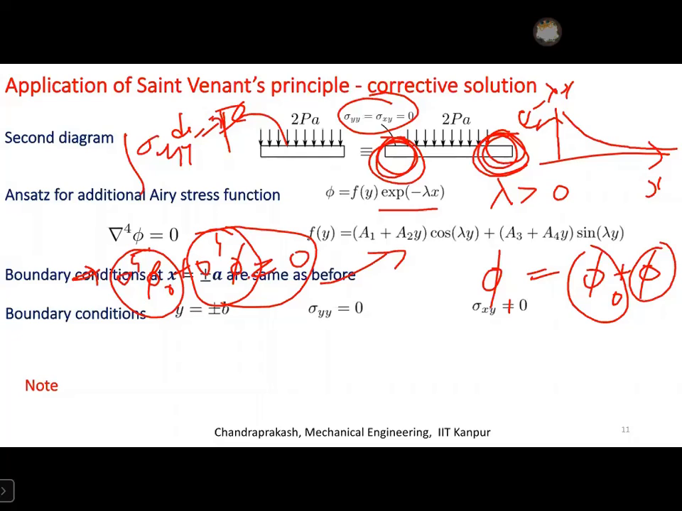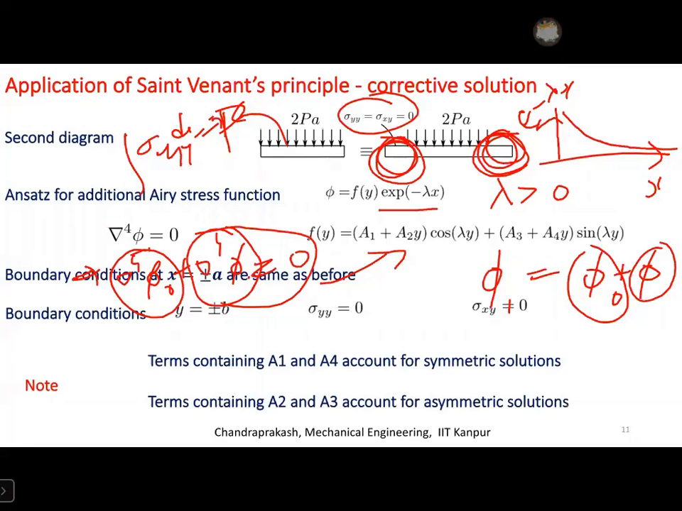So the function f of y is a summation of odd and even functions, which means they are going to represent the symmetric and asymmetric parts. So the terms containing A1 and A4 account for the symmetric solutions, and terms containing A2 and A3 account for asymmetric solutions. What is symmetry, asymmetry? What exactly is F representing? F is representing phi. And what is phi actually? Phi is representing the stress function.